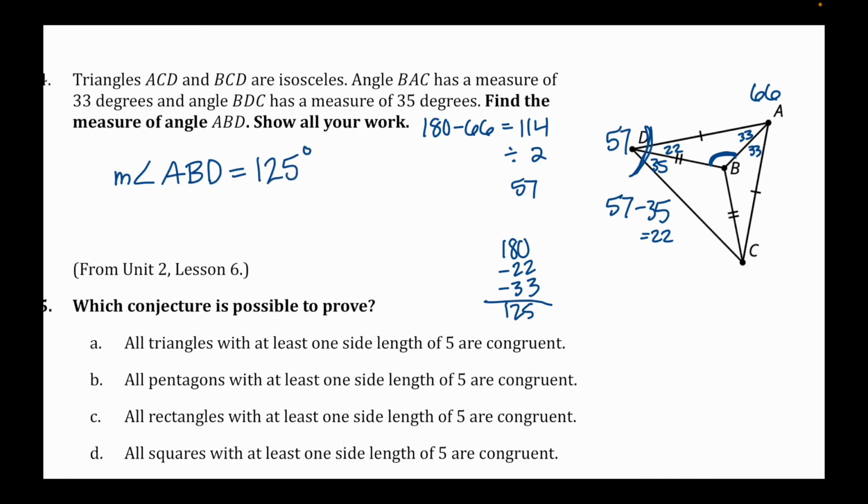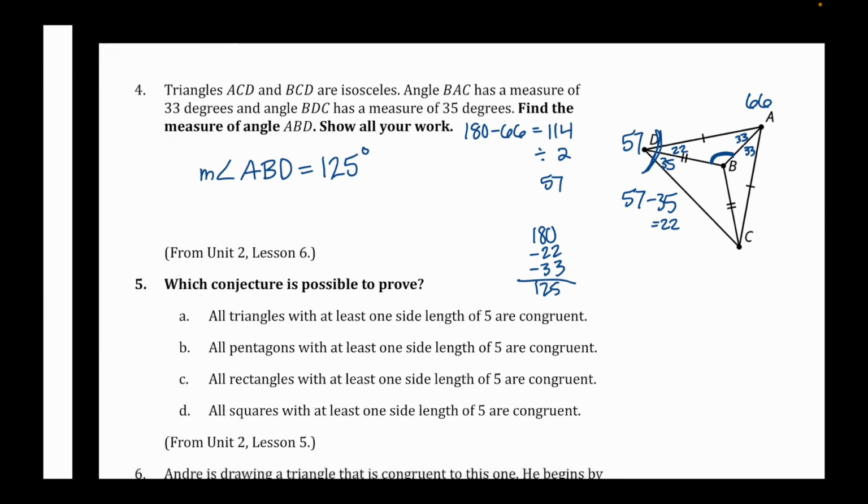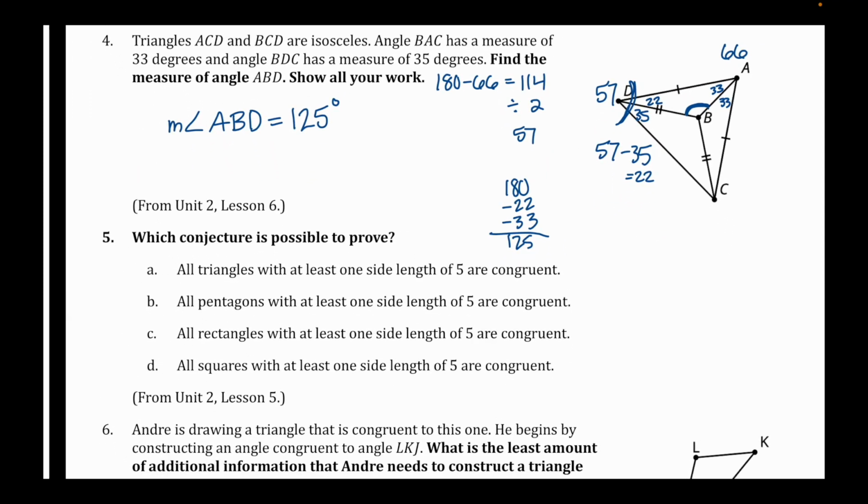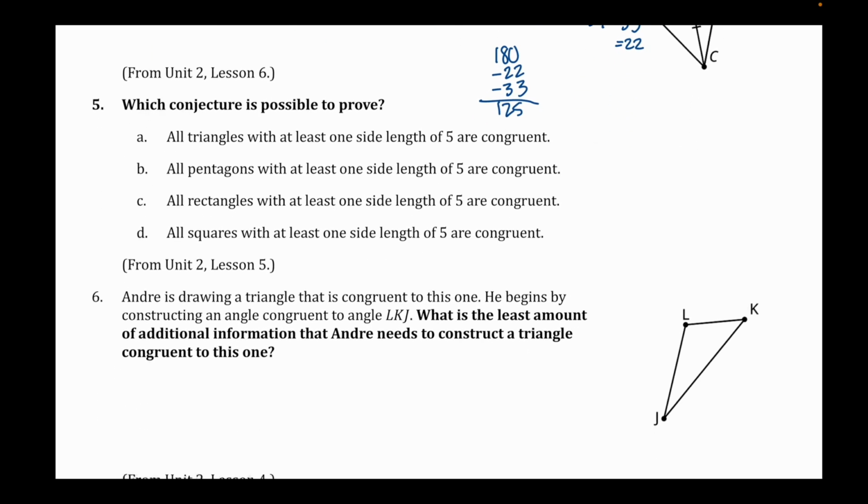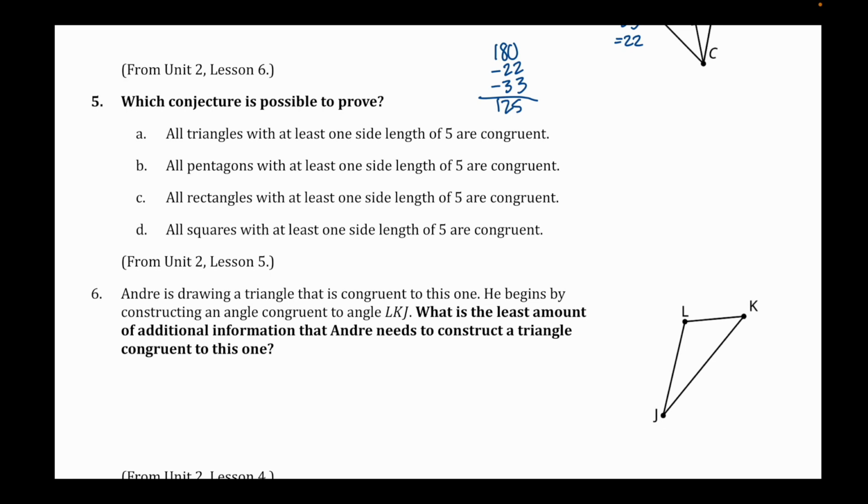And I showed my work. It was a little messy because I didn't define any variables, so I didn't have a full equation to solve here, but I showed it all on my triangles, so it works out because I was supposed to show all of my work. But I wanted to show a different method than I showed earlier in the lesson on the previous homework question. So number 5 says, which of these conjectures are possible to prove?